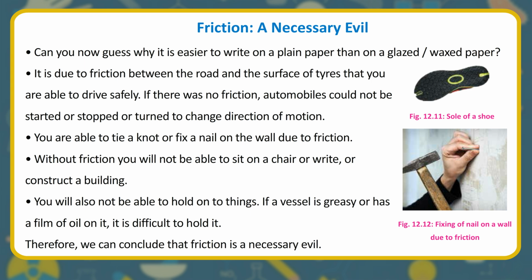It is due to friction between the road and the surface of tires that you are able to drive safely. If there was no friction, automobiles could not be started, or stopped, or turned to change direction of motion. You are able to tie a knot or fix a nail on the wall due to friction. Without friction, you will not be able to sit on a chair or write, or construct a building. You will also not be able to hold on to things.